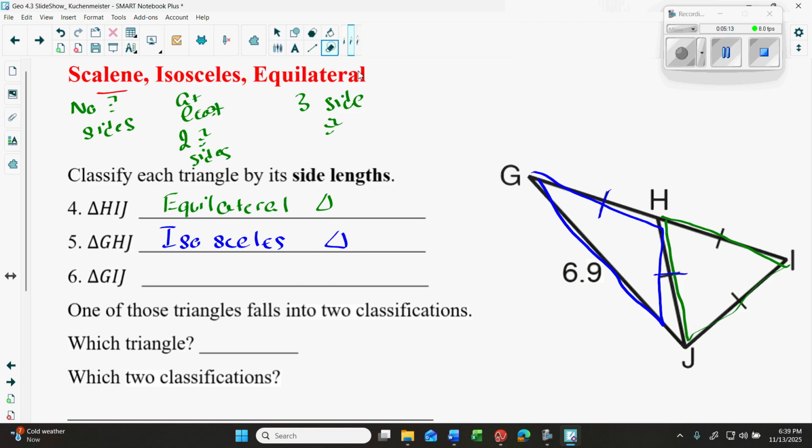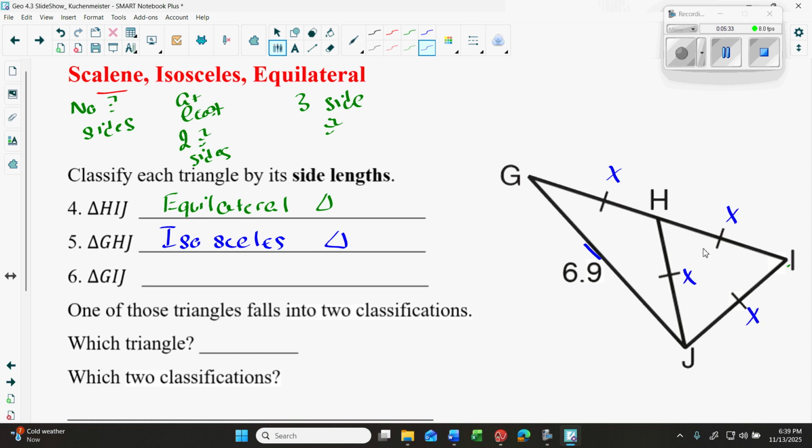And lastly, the whole thing here is triangle GIJ. Side GI is made up of GH and HI. If you consider this side X, that means all these segments are X, so this whole side is 2X. This side is X, and this is 6.9. There's nothing more we can really do here, but we have enough information to say that all of these sides are different. This side is X, this side is two of those, so they're not the same length, and 6.9 is not marked, so we know it's not equal to those. That being said, this is a scalene triangle.